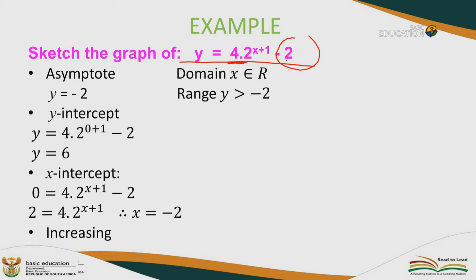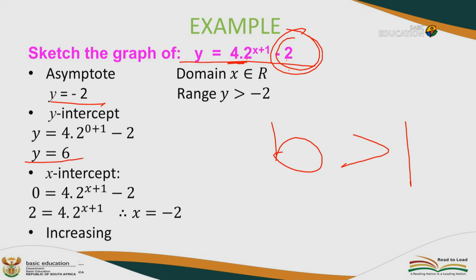And what do we know? Our B is greater than 1. Our graph will lie above, and it's increasing because our B is greater than 1. That is the case of B greater than 1. So it's an increasing function. Our asymptote already, y equals -2, because we get it from there. Y-intercept, remember, we put x equals 0. So what will be our y-intercept? Y equals 6. So our coordinates will be (0; 6).